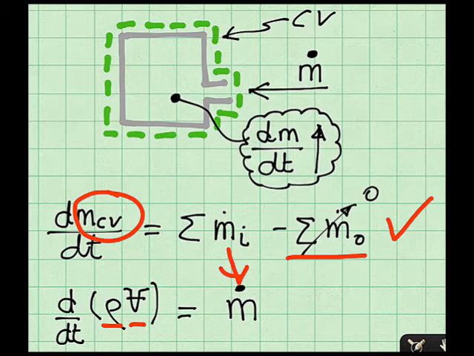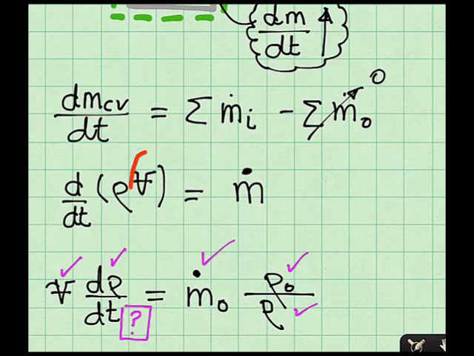So the reduced form of the continuity equation is right here. The time rate of change of the mass in the control volume is equal to the rate of mass flow in. Now the volume of the tank is constant with time, so it can come out of the derivative. The density inside the tank varies with time, so I have to leave it in.